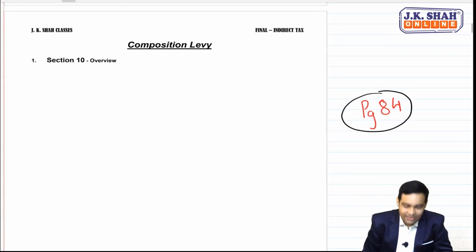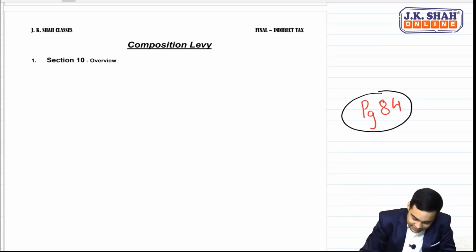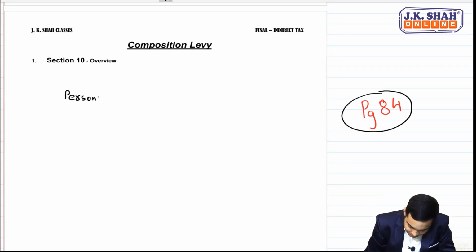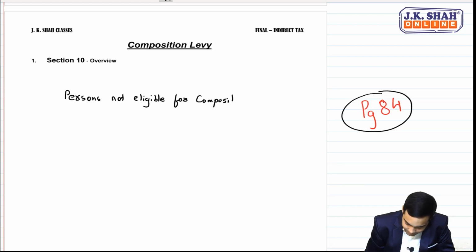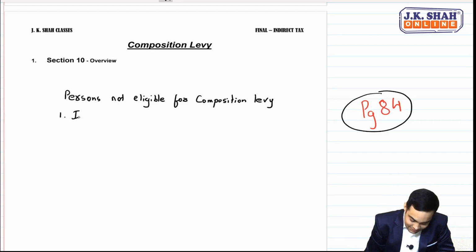See, you would have written this in your textbook or in your notebook. Wherever you have written it, you will find a point in this called persons not eligible for composition levy. Find that point. Now in this, the first point was any person who is doing an interstate supply. If you are carrying out an interstate supply, then you are not eligible.